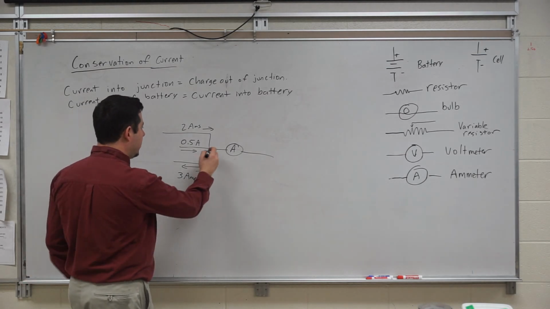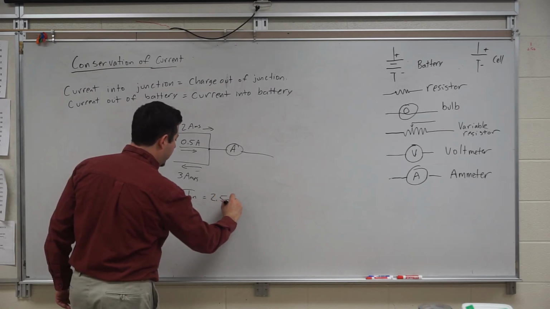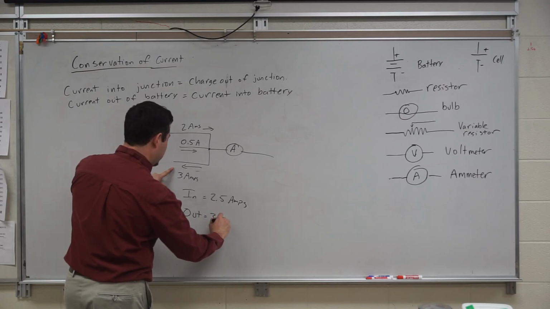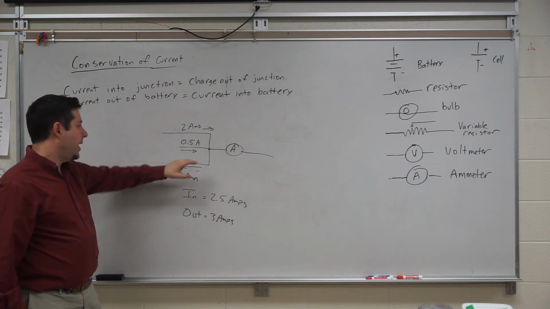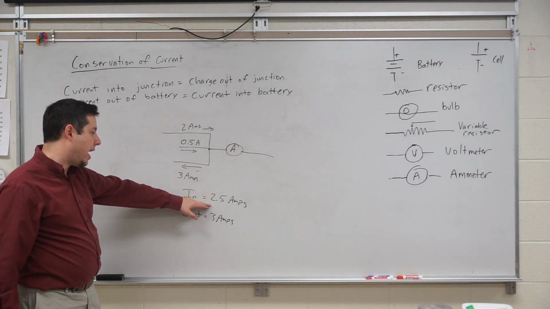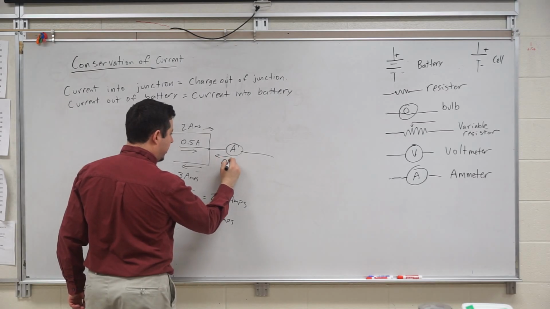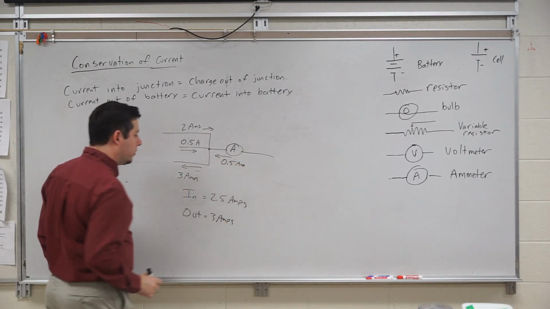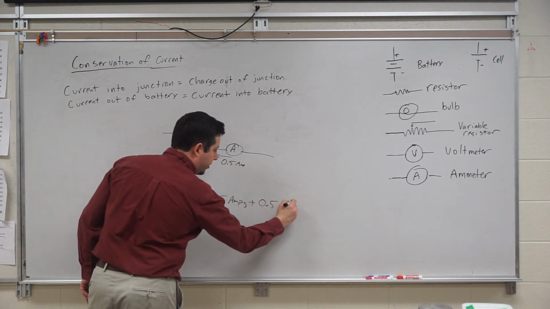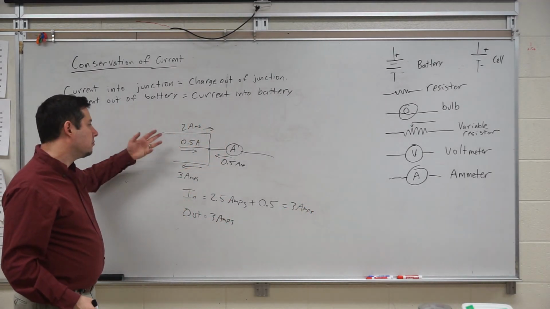So current in is 2.5 amps. Current out is 3 amps. And this whole thing has to balance. In needs to equal out, so you know that you need to have another 1/2 amp going in, which means your ammeter is going to read another 1/2 amp this way. So in reality, you've got 2.5 amps plus a 1/2 amp, or 3 amps total, going in. And so then you have 3 amps going out. In equals out.